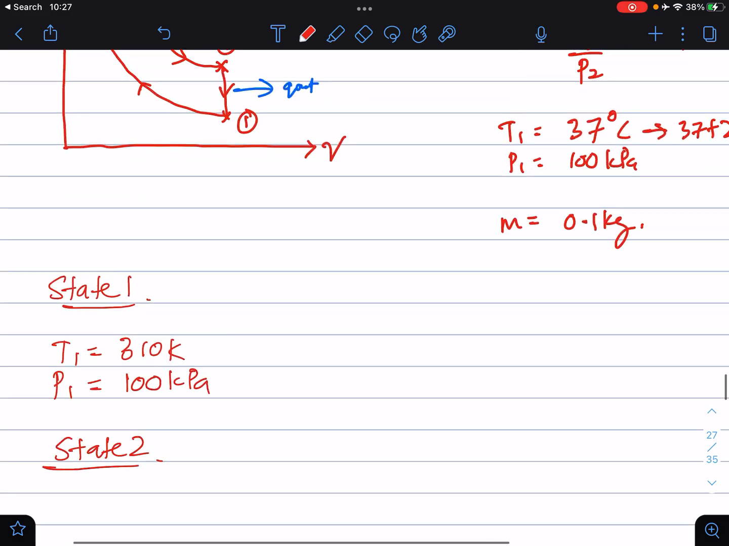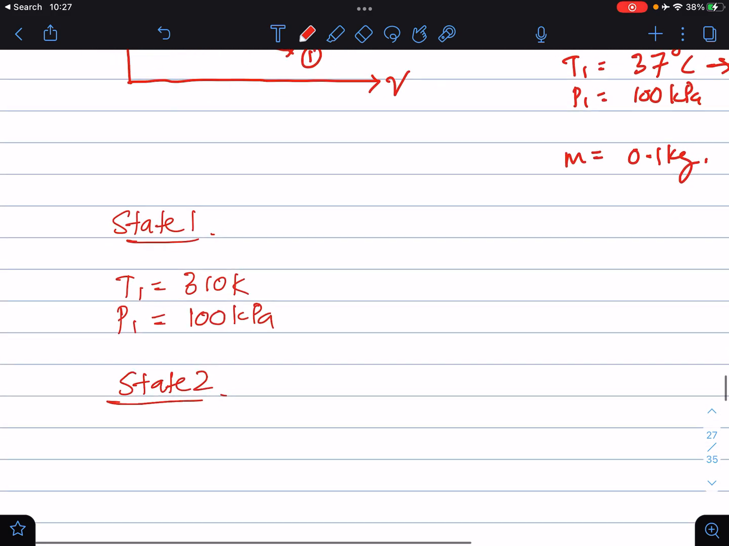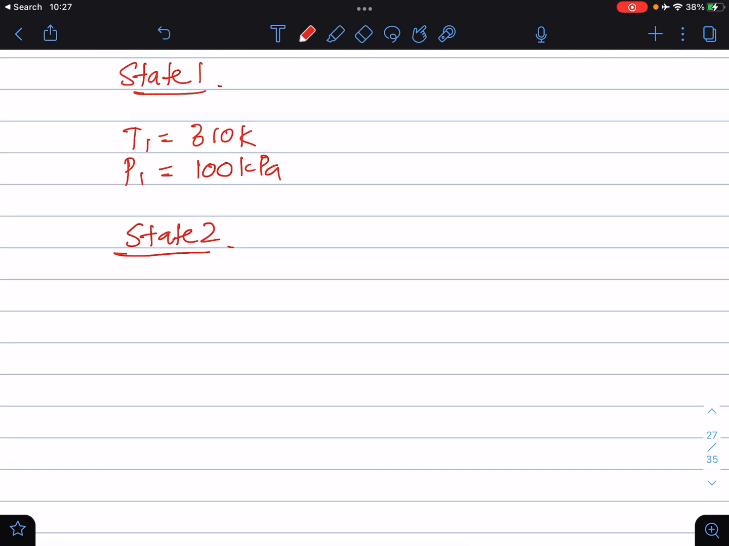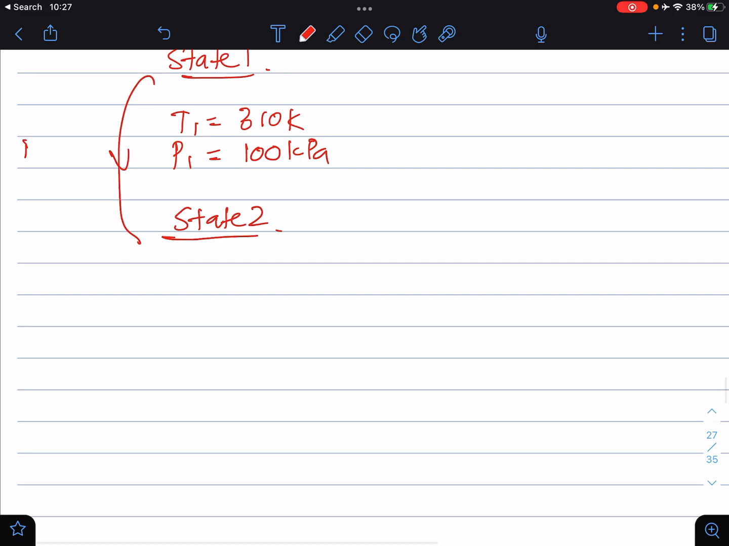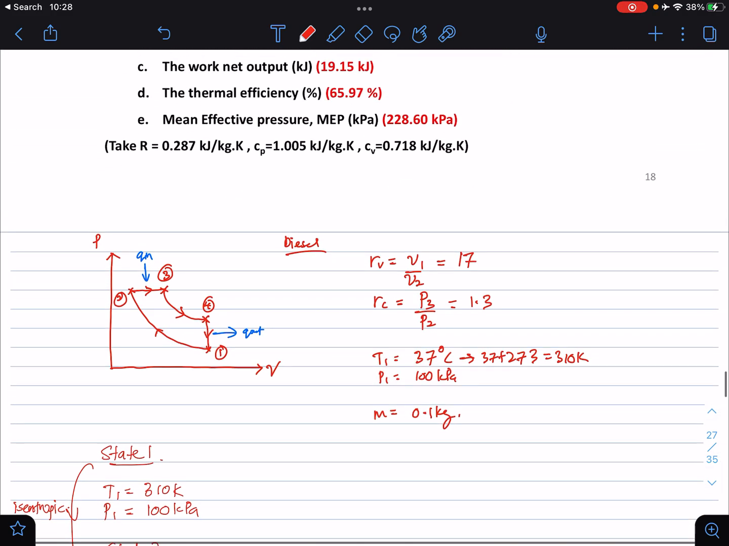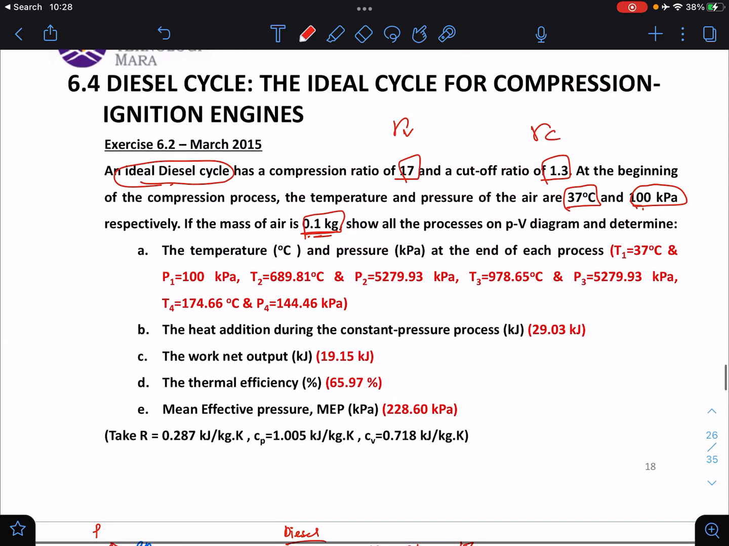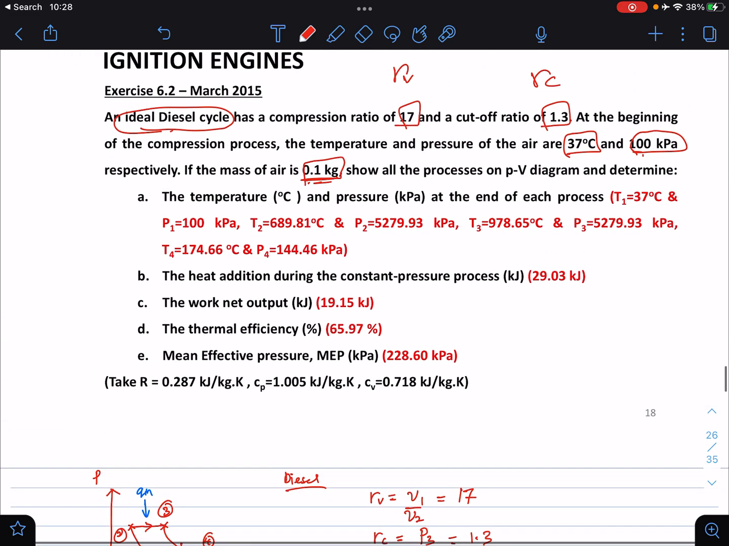So in order to find state 2, 1 to 2 is an isentropic process. You need to know the link between these two is an isentropic process, so that you can use the isentropic equation to get the properties at state 2. But first, look at state 2. Is there any information given here?